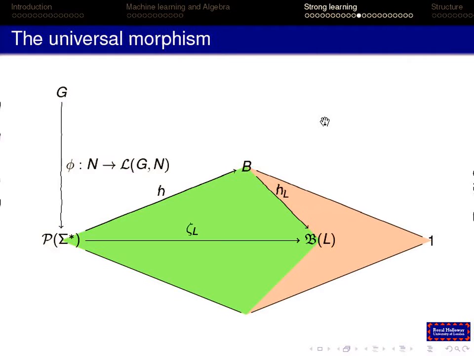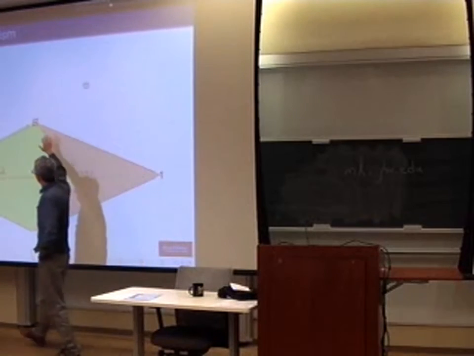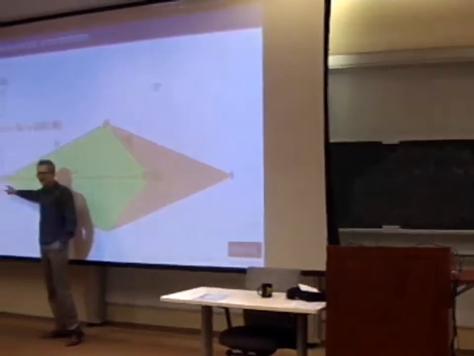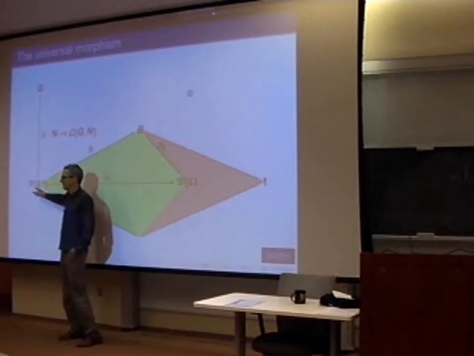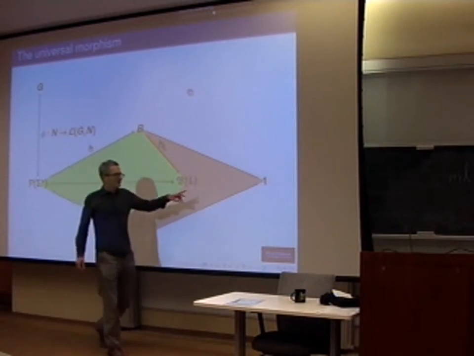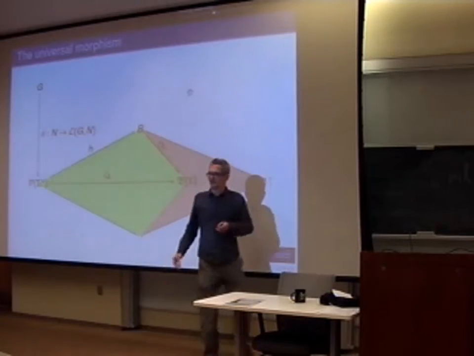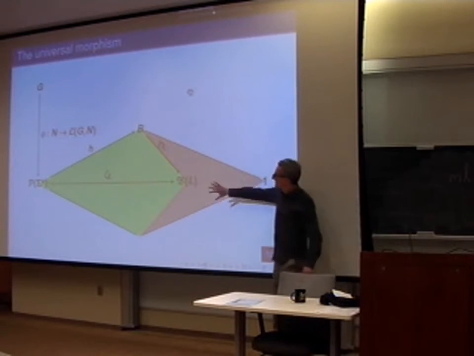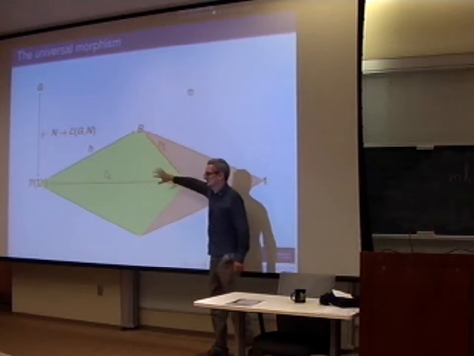So here we have the set. We start off here with our semi-rings. This is the original semi-ring, which is the set of all languages. And over here we have the trivial one-element semi-ring. And we can have homomorphisms that go from here.